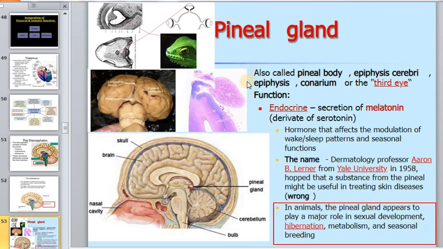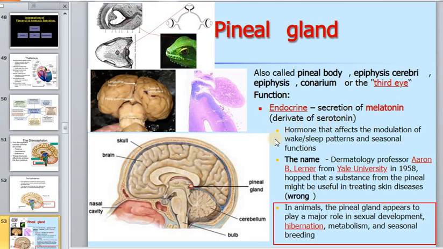It is also called the pineal body, epiphysis cerebri, and even the third eye, because in some animals it is a part of the brain which just has the third eye. Endocrine, of course, is the first function: the endocrine secretion of melatonin. It is a derivative of the serotonin neurotransmitter.